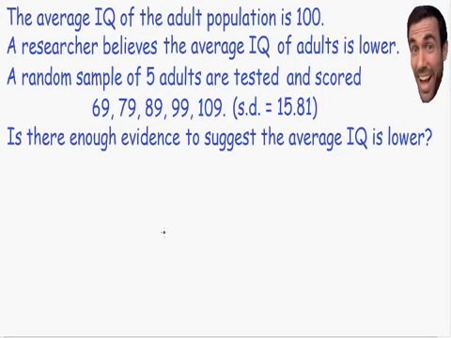So let's get started. Here in this example, it says the average IQ of the adult population is 100. A researcher believes that the average IQ of adults is lower. A random sample of 5 adults are tested and the scores are given below. Is there enough evidence to suggest that the average IQ is lower?